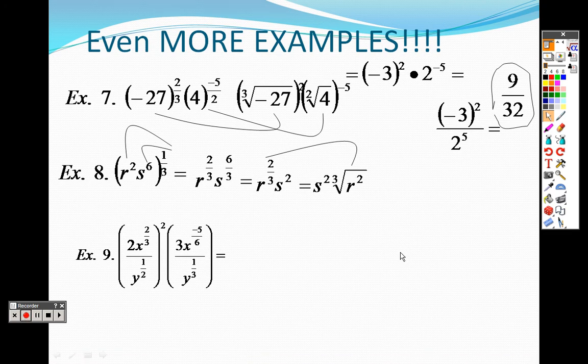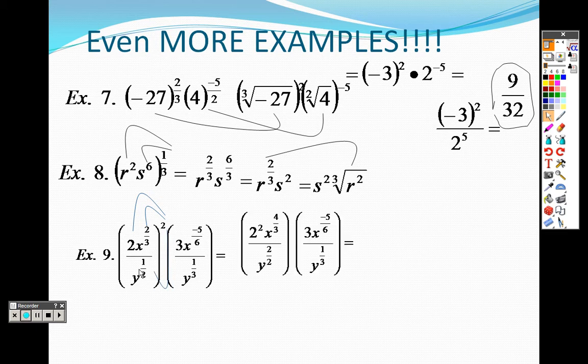Alrighty, so now with this one, we have to take that 2 through to everything, because remember, you've got to do parentheses first. So that becomes 2 squared, right? Take it through. And 2/3 squared becomes 4/3. And that 2, when I bring it through, becomes 2/2. So notice how I got a 2 squared. That's a 4/3, and that's 2/2.